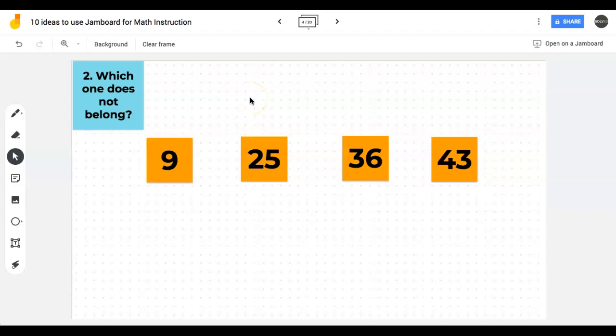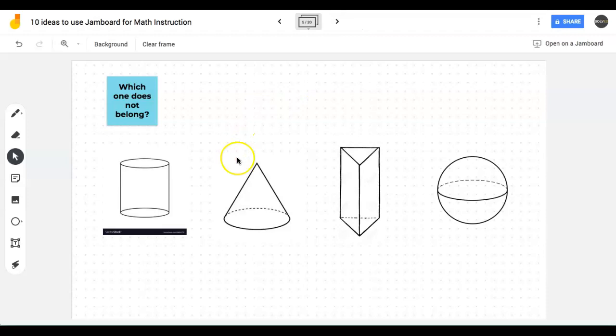Number 2, which one does not belong? This one is pretty self-explanatory, but the beauty of it is that it asks students to answer open-ended questions, and it gives entry to the question and to the thinking to students that usually don't participate because there's really no right answer. Which one does not belong could be used with numbers, it could be used with pictures, but it also could be used with objects or geometrical shapes.